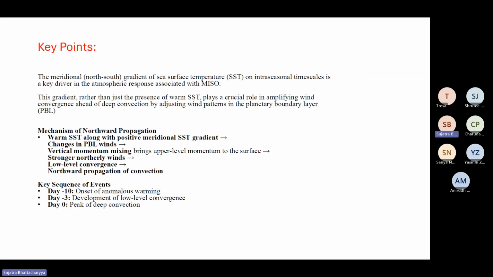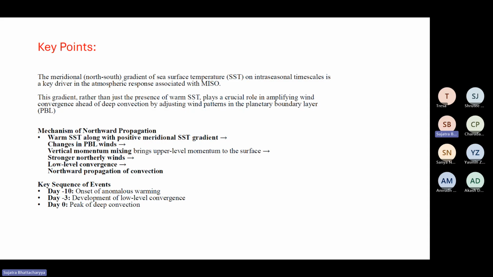So if we summarize the mechanism behind this northward propagation, it is just because the warm SST along with the positive gradient changes the PBL wind. Now the vertical winds bring momentum from aloft to the surface, which accelerates the northerlies, which makes the low-level convergence ahead of the convection center. And in this way, after 3 days, the convection center reaches the location of convergence. This is the time period.